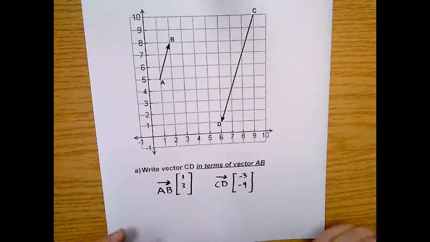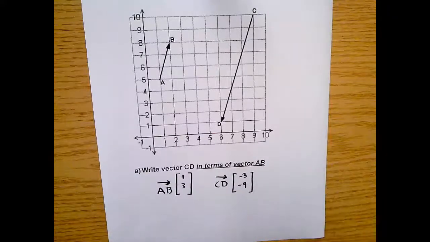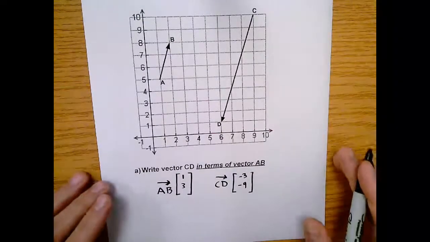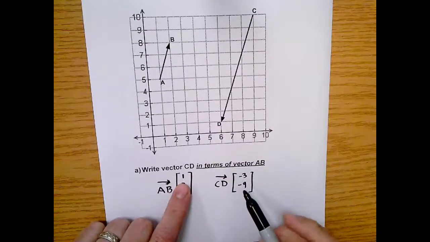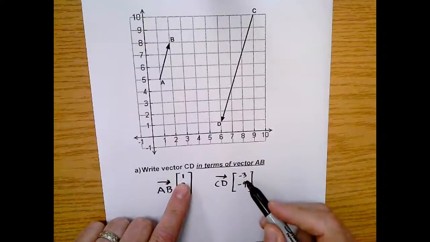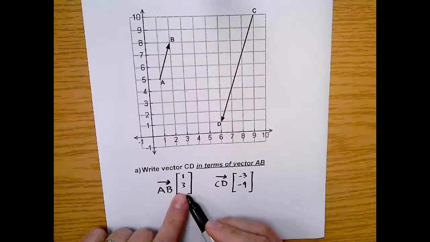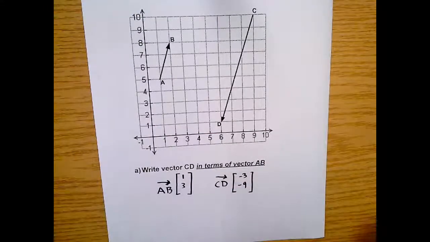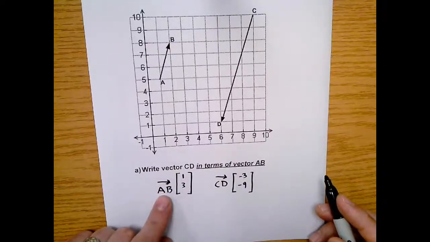But what the question asked me to do was express this vector in terms of AB. So the way we do that, it's actually pretty straightforward. You look at your x's and ask yourself, okay, how would 1 become negative 3? 1 times negative 3 is negative 3. Boom. How does 3 become negative 9? 3 times negative 3 is negative 9. So we're multiplying this by negative 3. In other words, we're multiplying AB times negative 3.